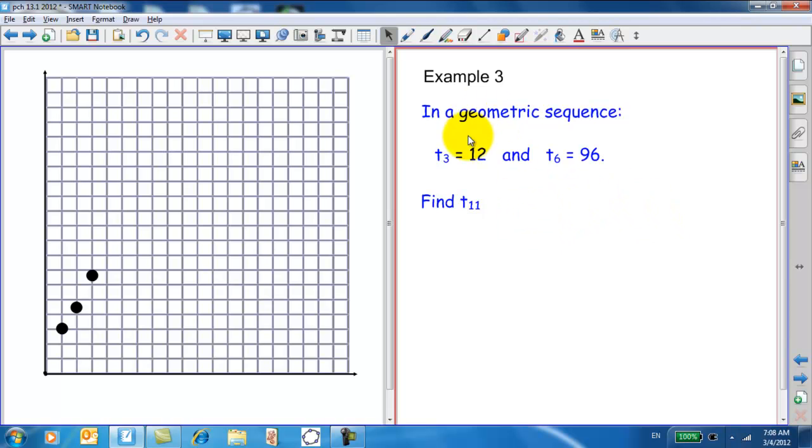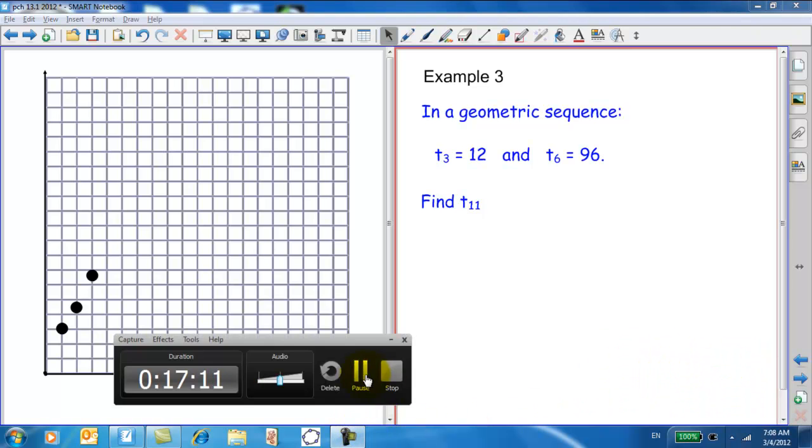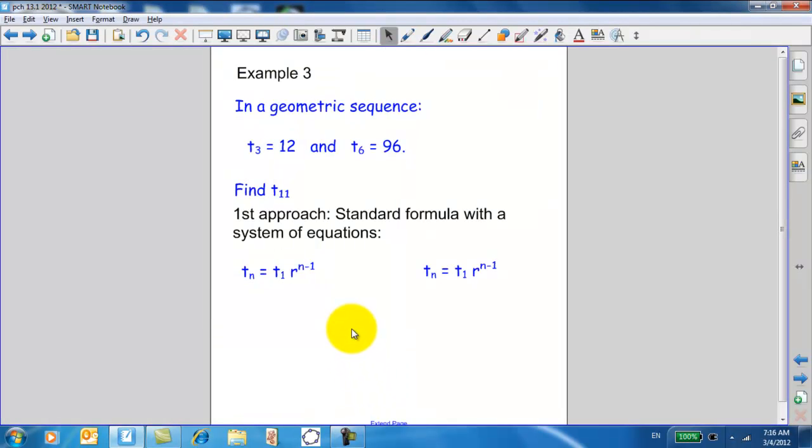Now, in a geometric sequence, t sub 3 equals 12 and t sub 6 equals 96. Find t sub 11. Let's pause for a second here. Okay, so here's our first approach, a standard formula with a system of equations. That is to take this t sub 3 equals 12 and t sub 6 equals 96 to try and figure out what our formula is. It's kind of like we're putting 2 points into this equation to figure out the two unknown constants, r and t sub 1. The trick here is to understand how to interpret t sub 3 equals 12 in this formula. Let me show you how that works.